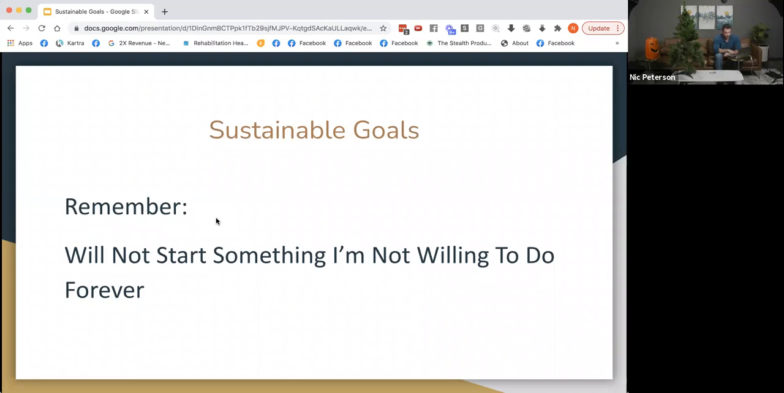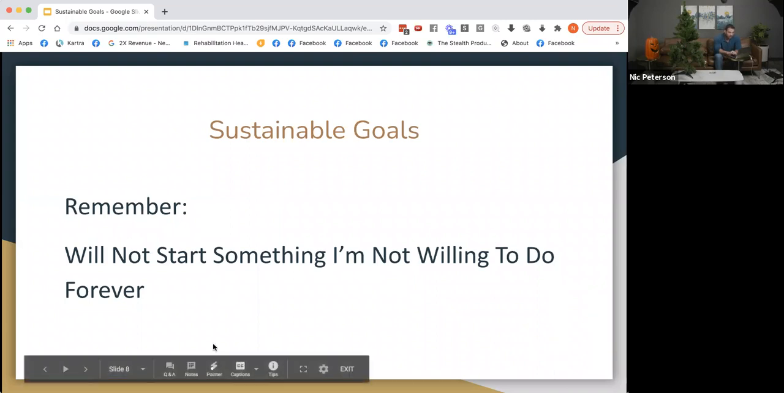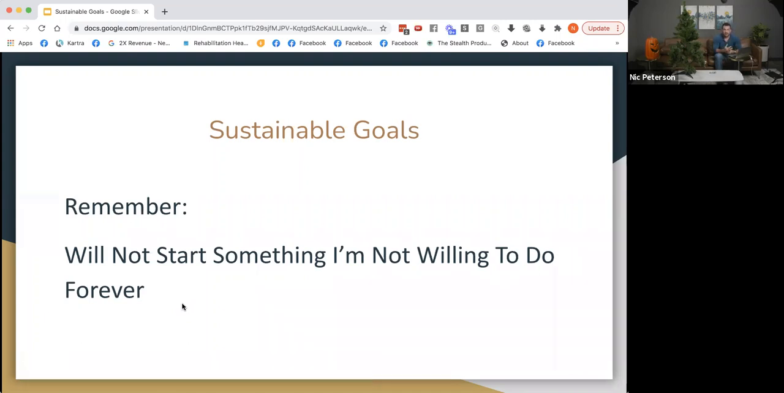Okay. Now, if you read my book, Bumpers, here's one of my non-negotiables, especially when it comes to resolutions and lifestyle change. I will not start something I'm not willing to do forever. I kind of got to share this as a foundation. I didn't share it in Nick Smith's, but here's why. I will not start something if I'm not willing to do it forever.